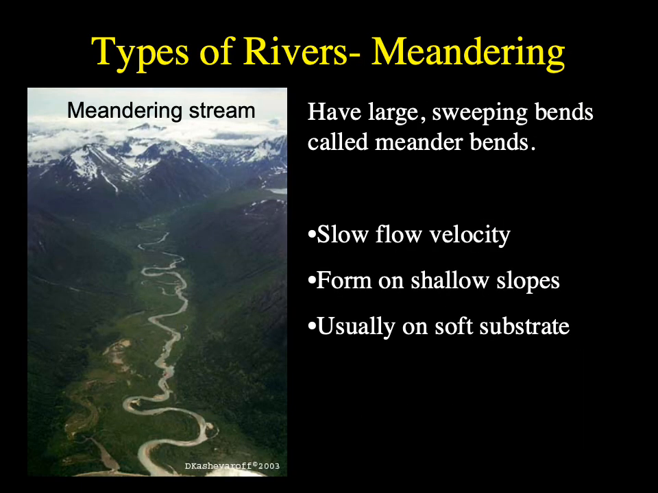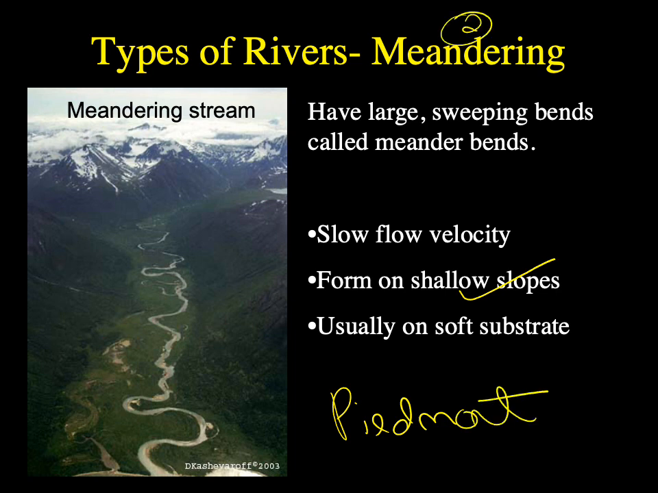As you get further and further down on very shallow slopes, okay, shallow slopes now, so this is a good example, maybe like nearest the Piedmont, now you're going to get a different type of river. We're going to call these meandering rivers. These meandering rivers have very large sweeping bends that we call meander bends. And so this is a great example here of a meandering river, just kind of lazily going back and forth, making these big, wide, sweeping bends.